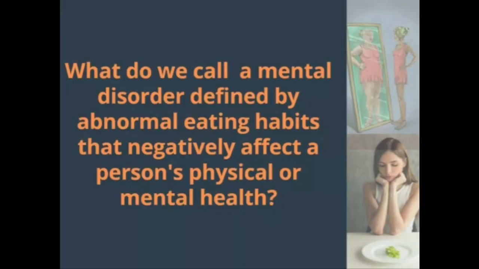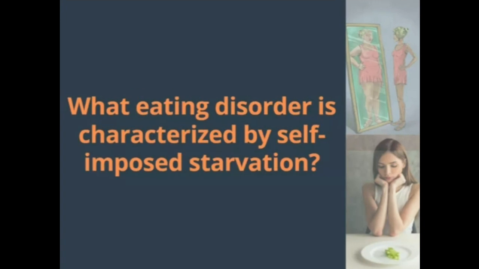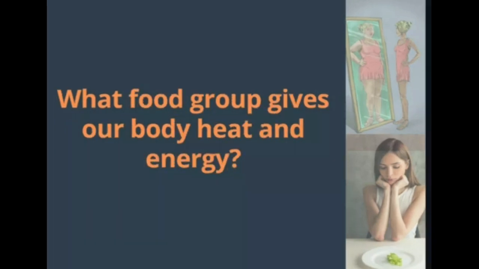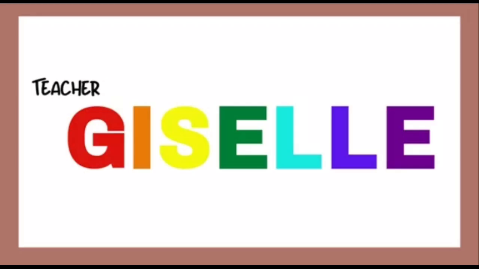Question number one, what do we call a mental disorder defined by abnormal eating habits that negatively affect a person's physical or mental health? Question number two, what food group repairs and builds our body cells and tissues? Question number 3. What eating disorder is characterized by self-imposed starvation? Question number 4. What food group gives our body heat and energy? Question number 5. What eating disorder refers to an increase in food intake in response to negative emotions?